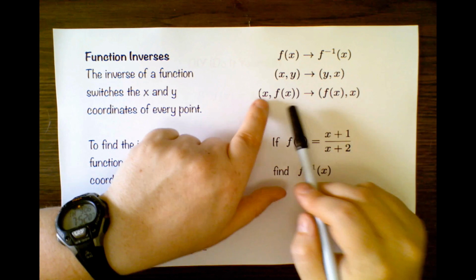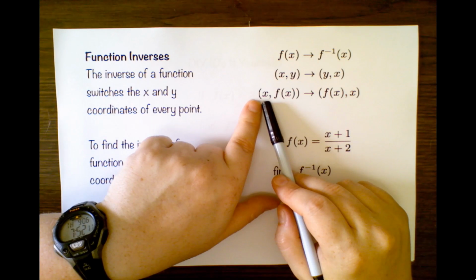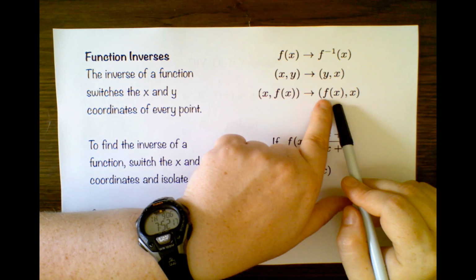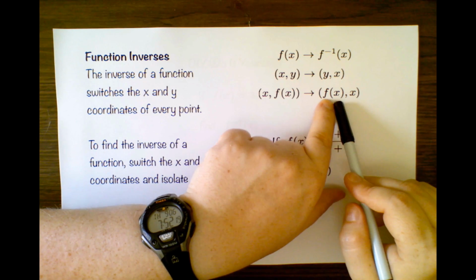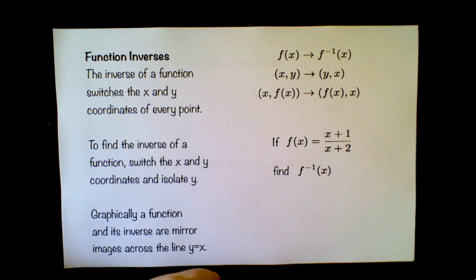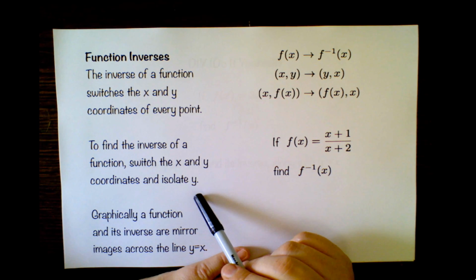And if I write that in function notation, you have some point x, and then you plug that into the function and you get out an output. Here, for the inverse, the output comes first and then the input. Well, on the original function. So how the heck do you find the inverse of a function? You switch the x and y coordinates and isolate y.